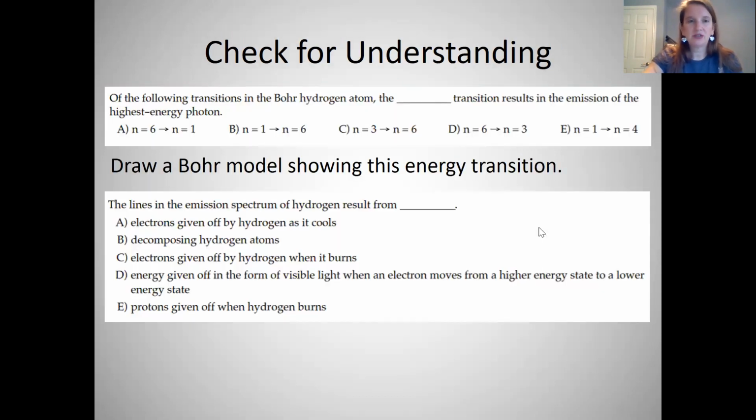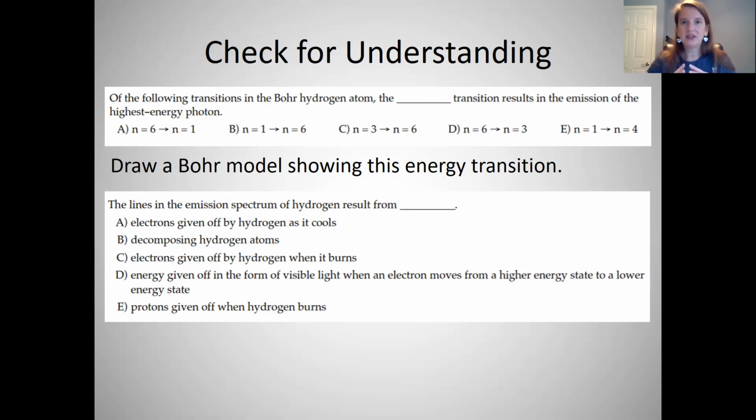So again, let's do some checks for understanding. Now, the following transitions in the Bohr hydrogen atom, the blank transition results in the emission of the highest energy photons. So first off, remember n is our energy levels. So it's talking about the emission of the highest energy. Emission means giving off. So let's think about this.